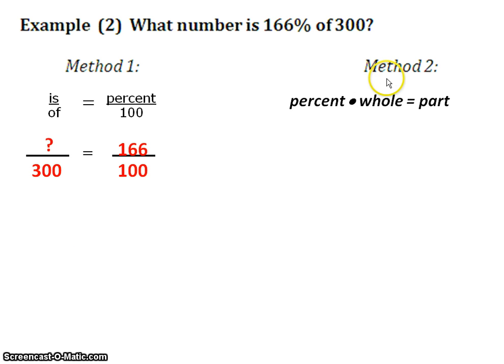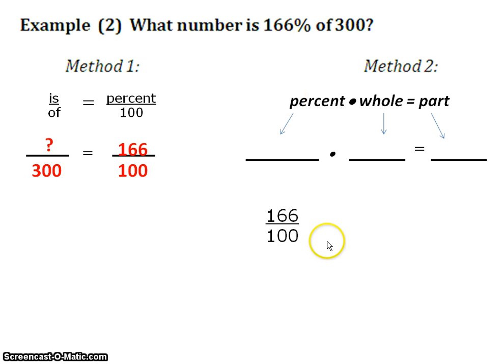Method 2. We're going to use our equation. Percent times whole equals part. Percent's going to come first. Multiplied by the whole will equal the part. Now, before you start filling this in, remember that percent, 166 in this problem, you can think of as a fraction. So we will not write 166 here. We're going to first convert that into a decimal. So 166% as a fraction would be 166 over 100.